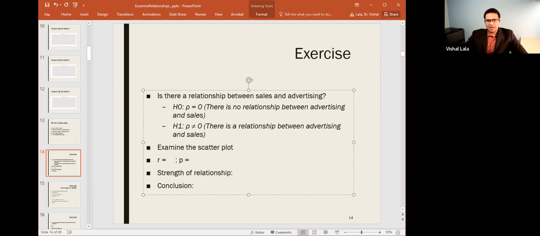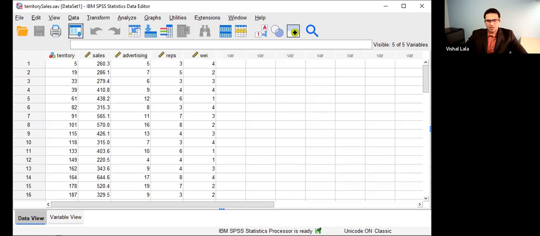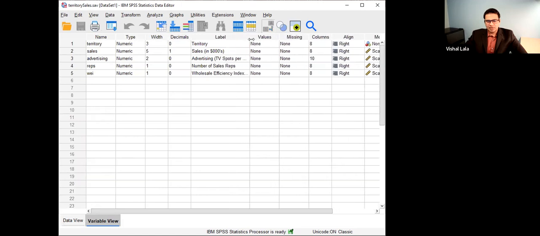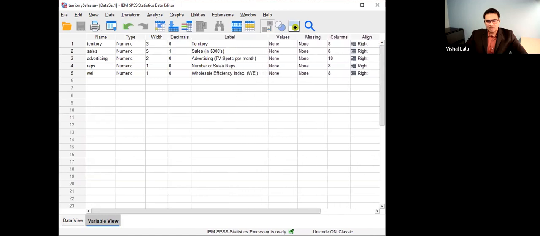Let's switch over to our data set next. Our data set is the territory sales data, which I'm going to load in SPSS. Here's the data, territory sales.sav. In here, you're going to notice the columns territory, sales, advertising, reps, and WEI. Under variable view, we'll review a little bit more about the variables. I've labeled these variables.